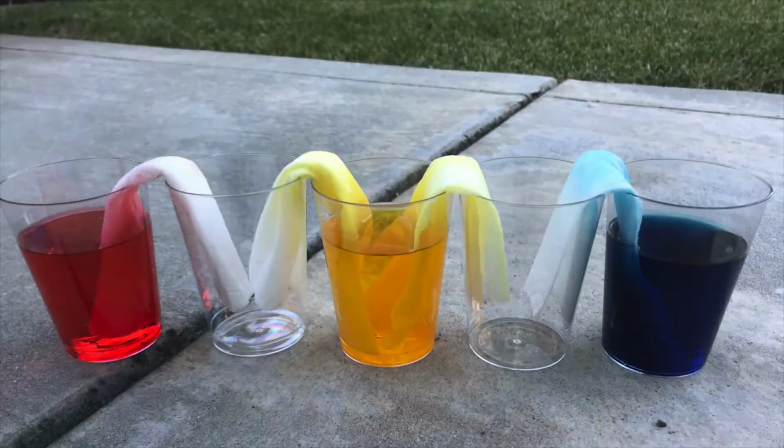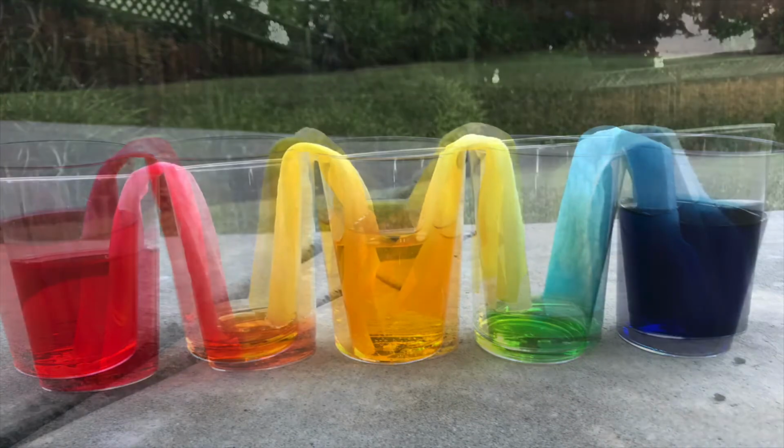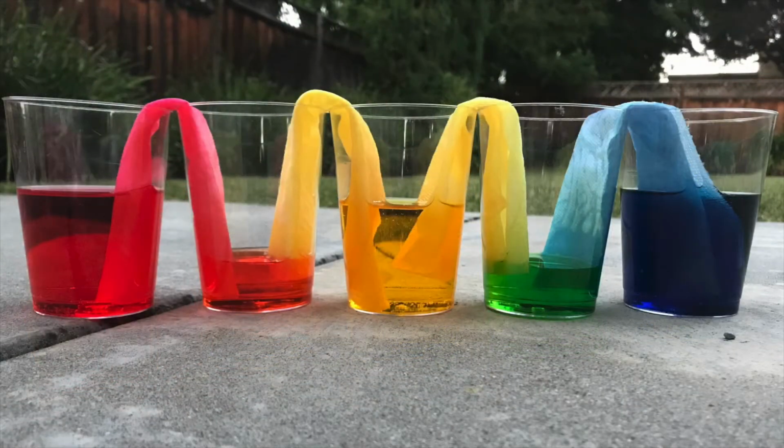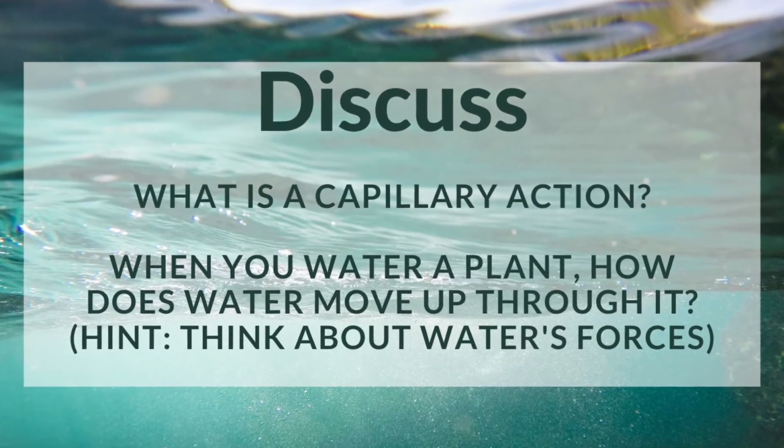Now that the water walking experiment is almost finished, look at the changes in the cups and discuss. Share your thoughts with the class. This is what the final result should look like. The water should have traveled between the cups to create a rainbow. Now let's answer the discussion questions.